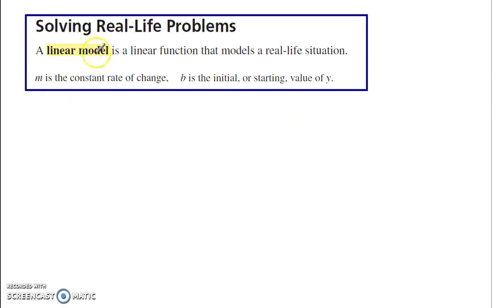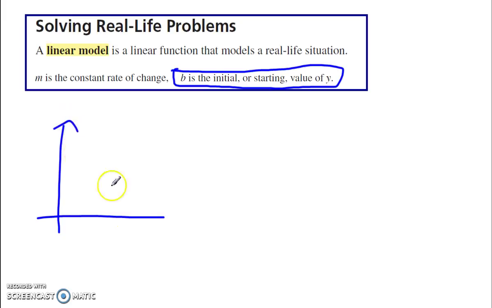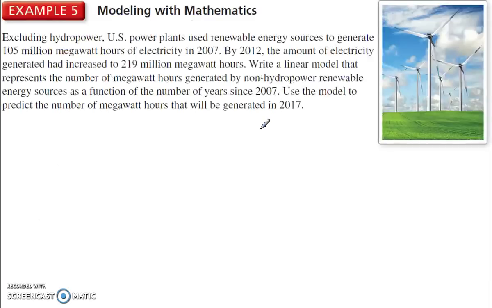Okay, if we're working on a real-life problem, we talk about linear models. A linear model is a linear function that models a real-life situation, where m is the constant rate of change, and here this is important, b is the initial or starting value of y. So if you have a graph, the starting value, let's say this is money, right there, that's how much money you have to begin with, or is in the account to begin with, or whatever the situation is. That's your starting value right there, the y-intercept.